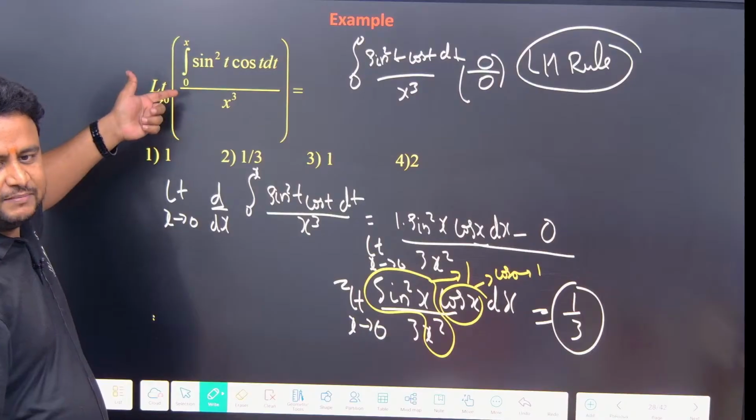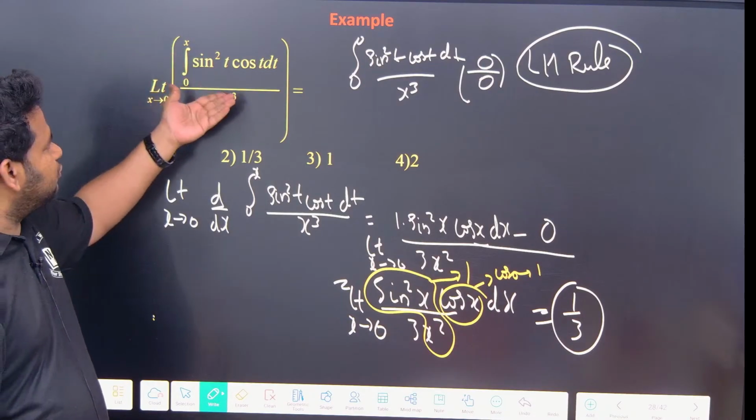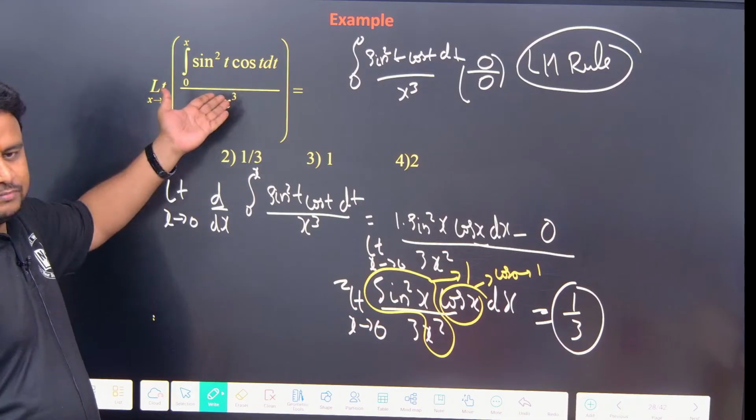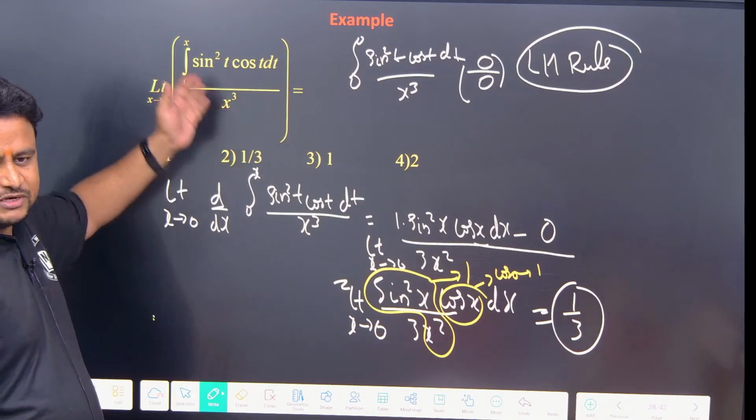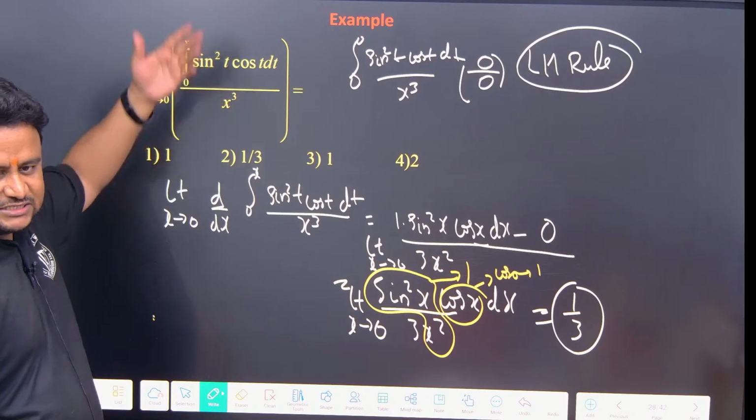How to apply what is that? Leibniz rule. Definitely d by dx should come, because you have to apply the LH rule. To apply the LH rule, that means you have to do differentiation. That means limit, differential of integration, that is nothing but the Leibniz rule.